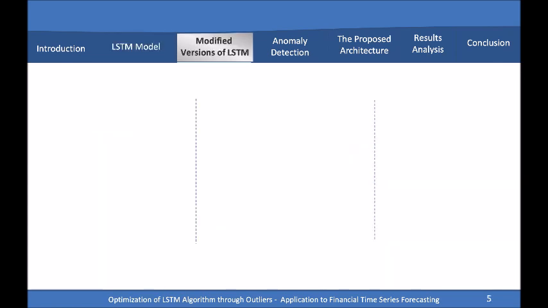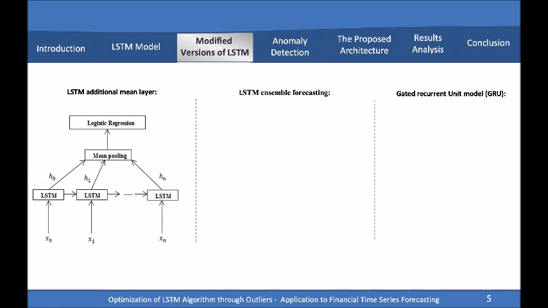Now let's go through some modified versions of LSTM. We will go through LSTM with an additional mean layer, the ensemble forecasting, and the gated recurrent unit model. One of the popular LSTM variants that have been developed recently is the LSTM additional mean layer, and it consists of adding both a mean pool layer and logistic regression to the initial LSTM layer. The model used in this approach is composed of one single LSTM layer followed by mean pooling over time and a logistic regression layer.